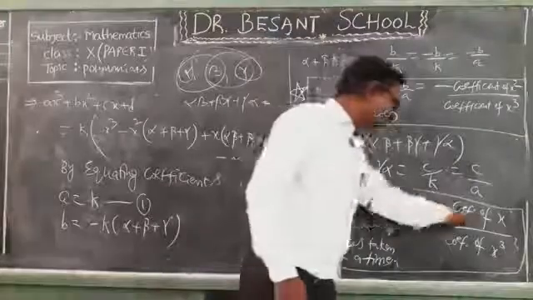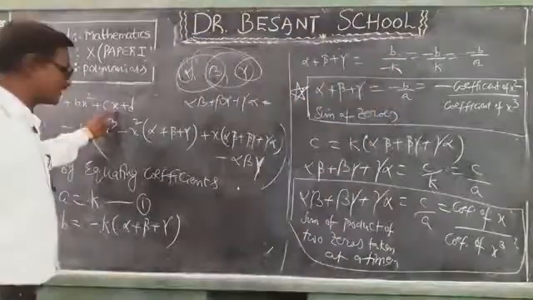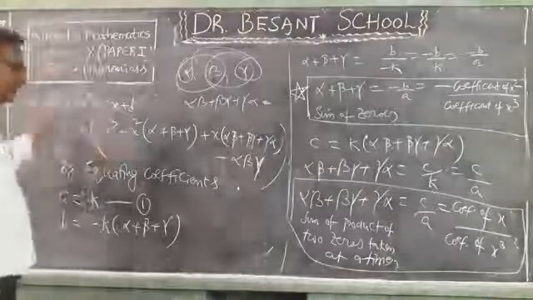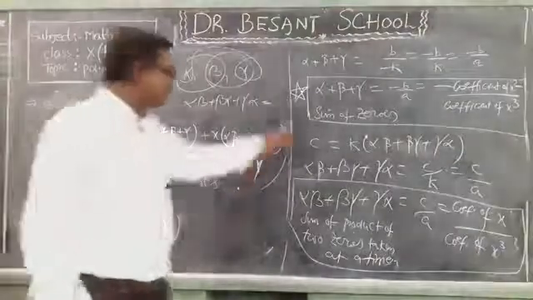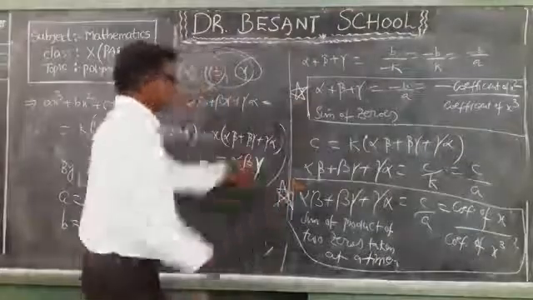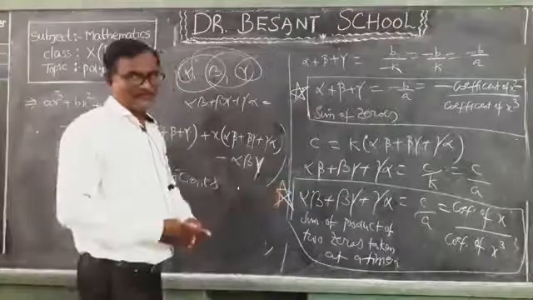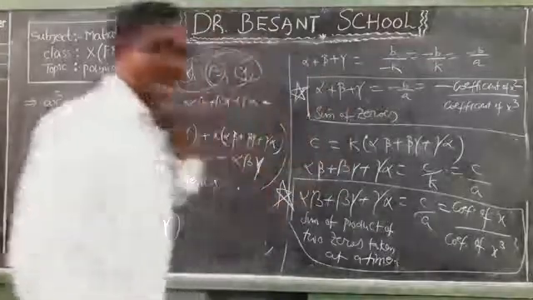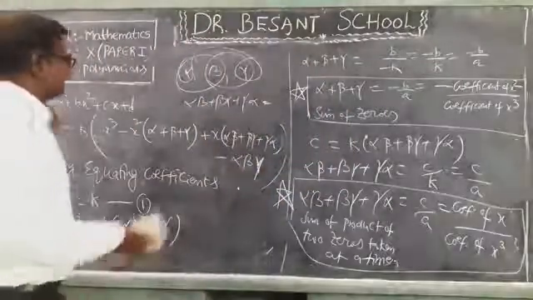Formula. C means quotient of x, a means quotient of x cube. So till now we have derived two formulas. This is the first one, this is the second one. Okay children? Now observe.